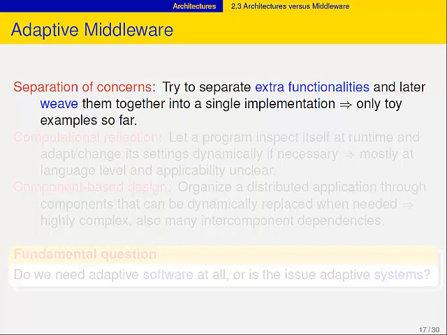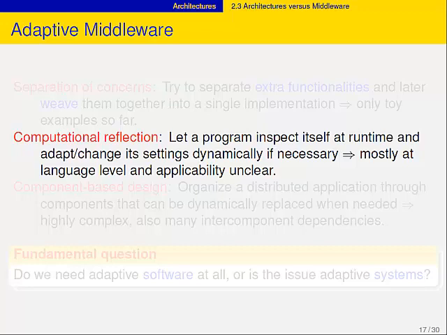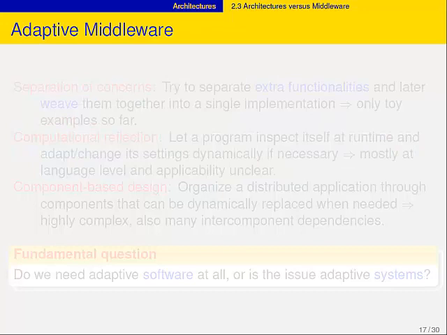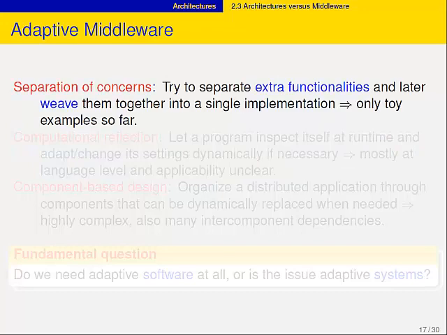When people talk about adaptive middleware, they say, okay, are there all kinds of other techniques that we can apply that will give us the flexibility that we need? And there are basically 3 techniques that people have been applying. It's called separation of concerns, computational reflection, and component-based design. Okay, now let's start with the first one. Separation of concerns. What you try to do is to separate core functionality from what is known as extra functionality. And let me give you an example.